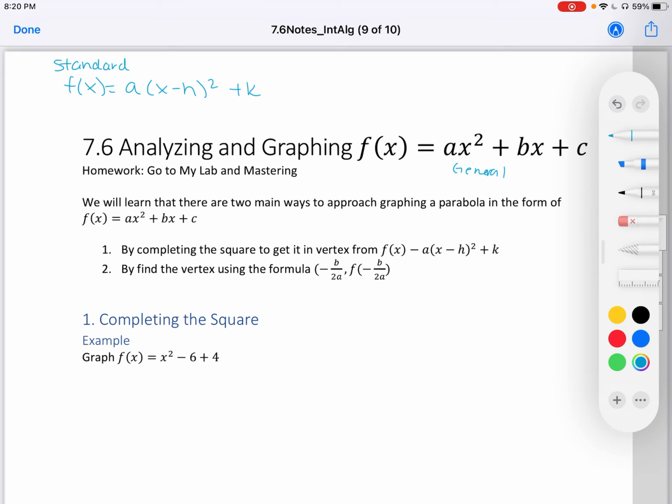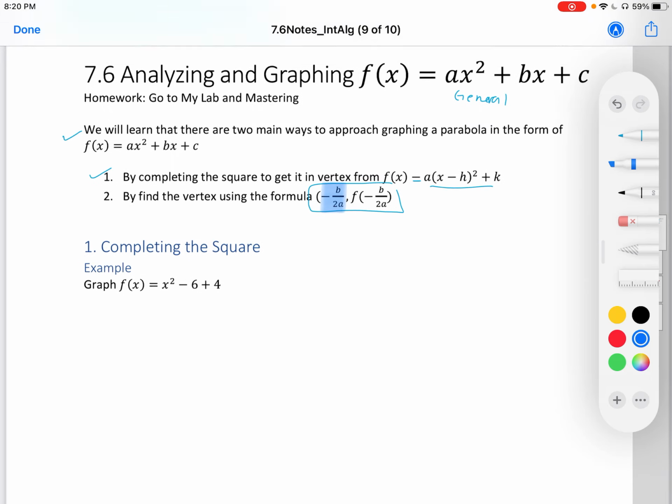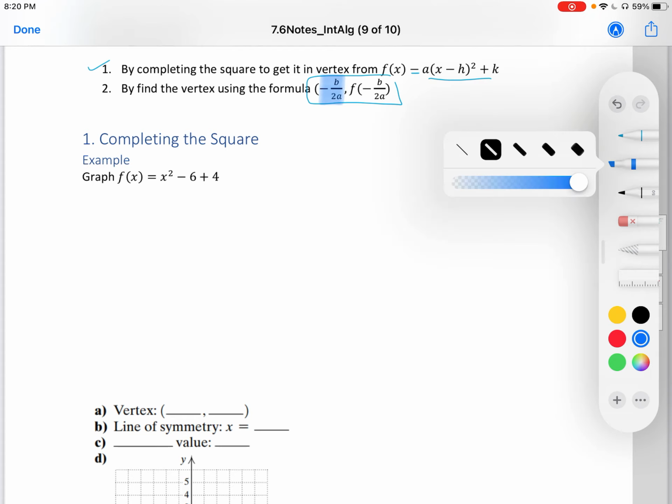We have two options to work with. So let's learn in the section. One of them is by completing the square to get it back into that vertex form. Or we can keep it in general form and start by finding our vertex. And we do that by that formula, negative b over 2a, and we'll talk about that more in this section. So first in our list, we have completing the square.